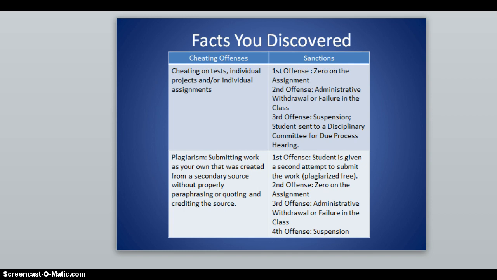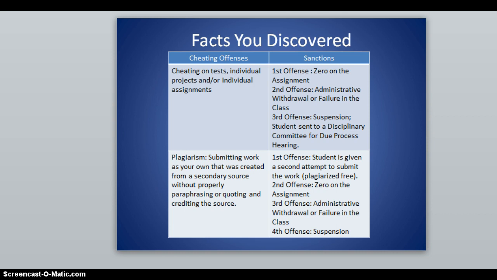Here are some of the facts that I discovered. Cheating offenses: cheating on tests, individual projects, and/or individual assignments. The sanctions for this offense would be: your first offense will result in a 0 on the assignment. Second offense, administrative withdrawal or failure in the class. Third offense, suspension, student sent to a disciplinary committee for due process hearing.